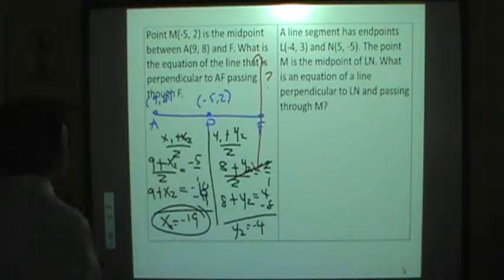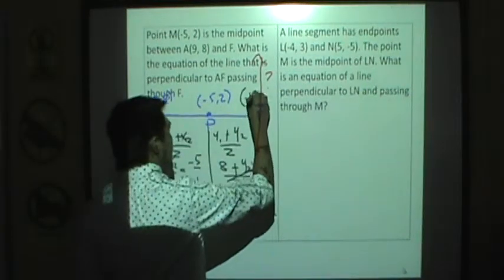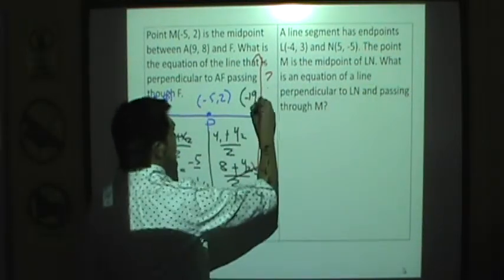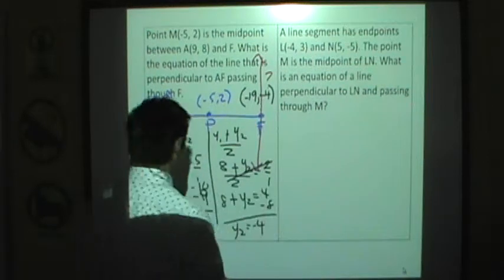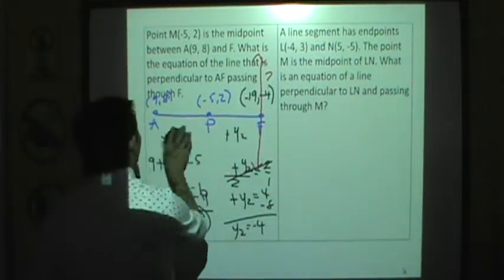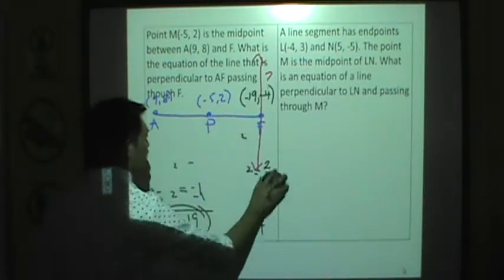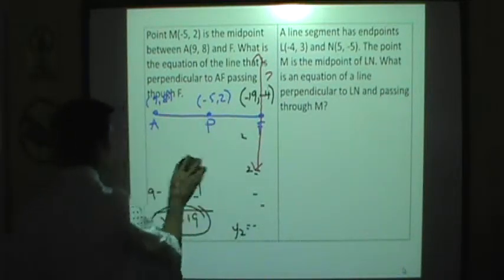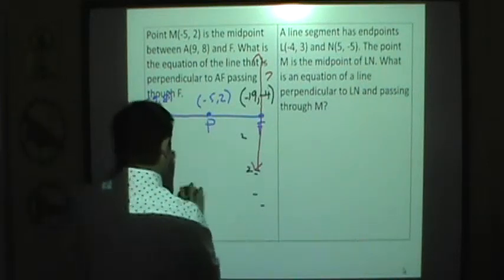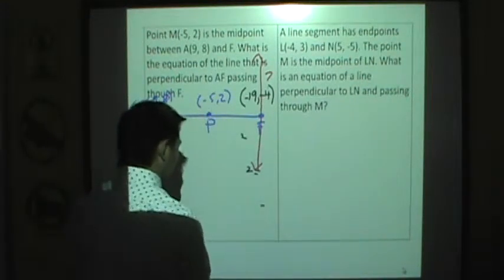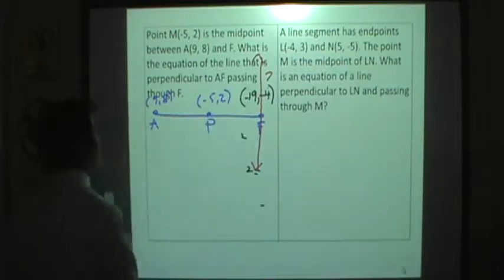Okay, now we just solved that this is negative 19, and the other one is negative 4. Whew. That's a lot of work, but we're not done yet. The reason we're not done with that yet is because we need the equation. Here we go again. What equation was that?